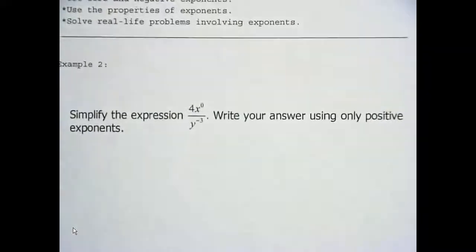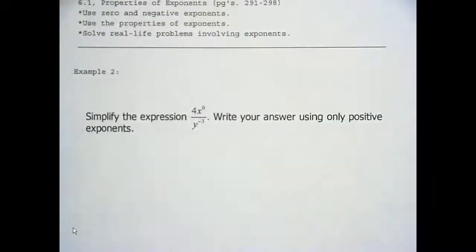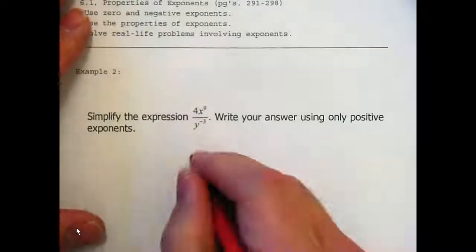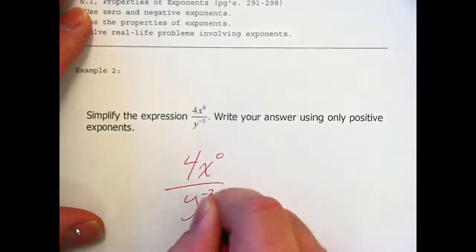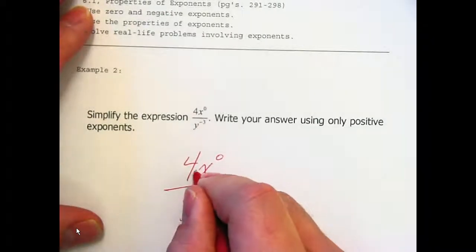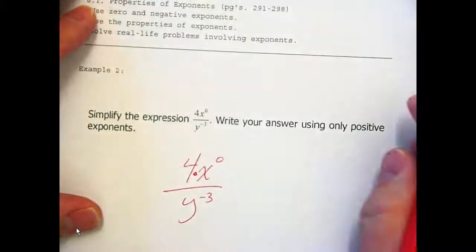All right, let's expand it. A little more difficult. Try that guy there. Okay, see how you did. 4x to the 0 over y to the negative third. I am going to break these things apart. I'm going to put my multiplication symbol in there.